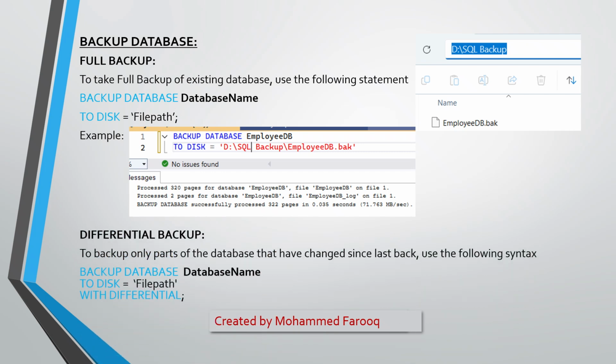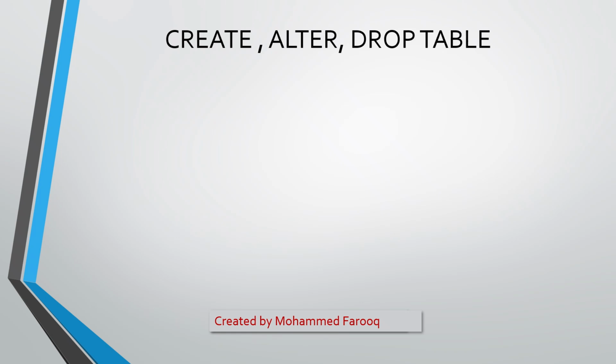Differential backup. To back up only parts of the database that have changed since the last backup, use the following syntax: BACKUP DATABASE database name TO DISK WITH DIFFERENTIAL.